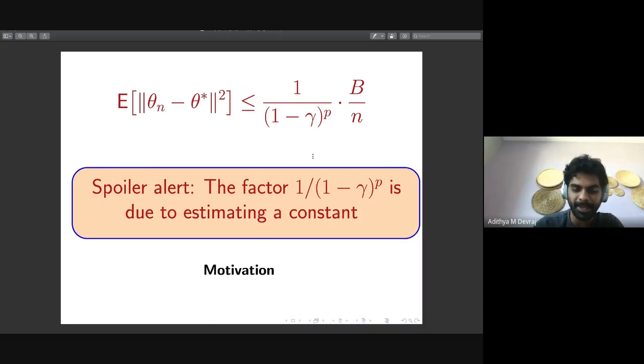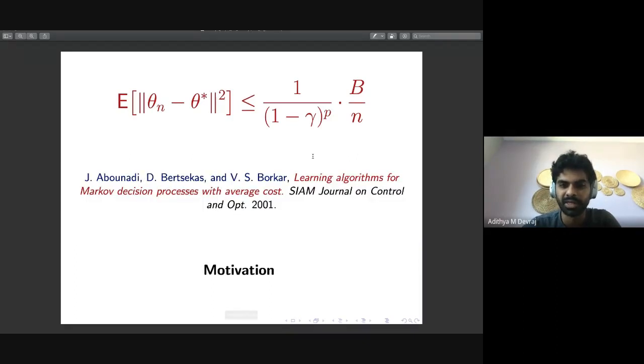There were multiple directions in which we were looking to resolve this issue. But the most elegant way of resolving it came about by looking at this paper by Abounadi, Bertsekas, and Borkar on average cost Q-learning. And I'll show you how these two techniques are essentially related. Okay.